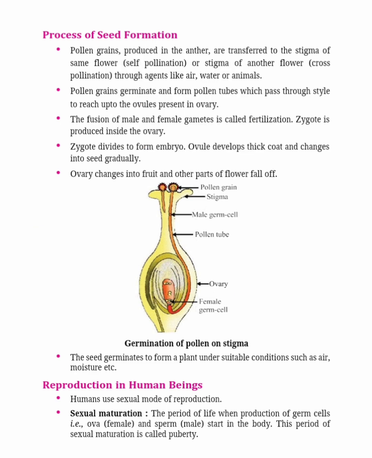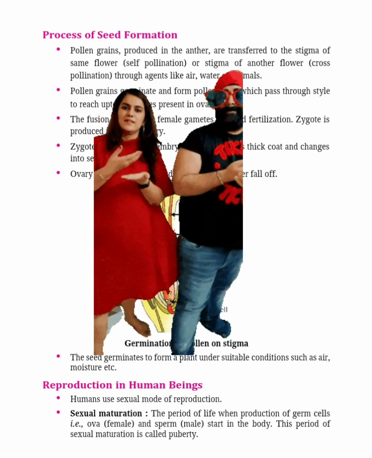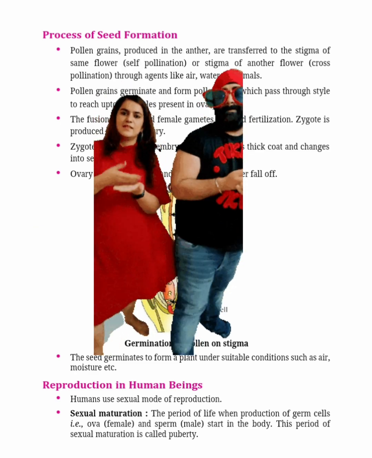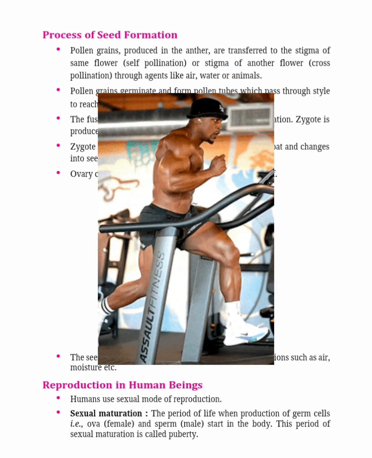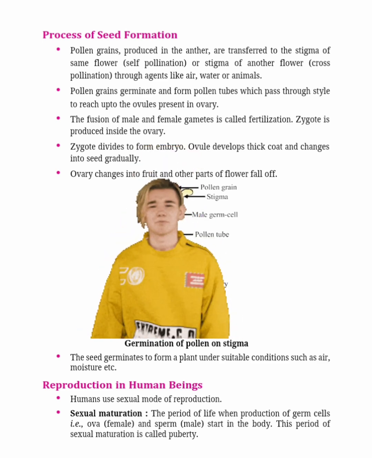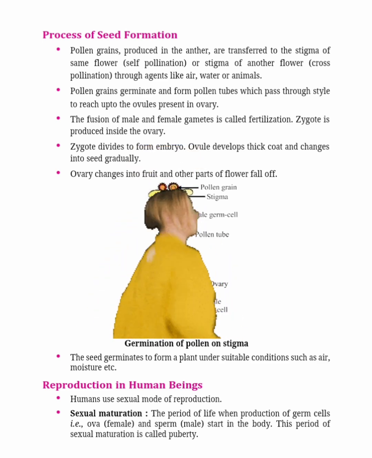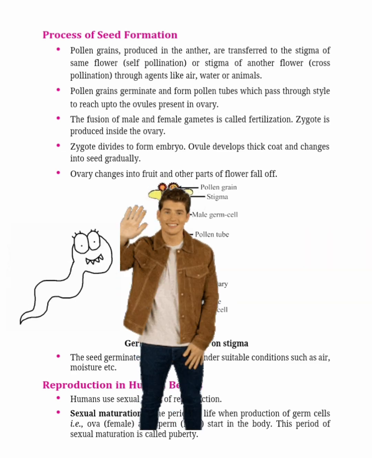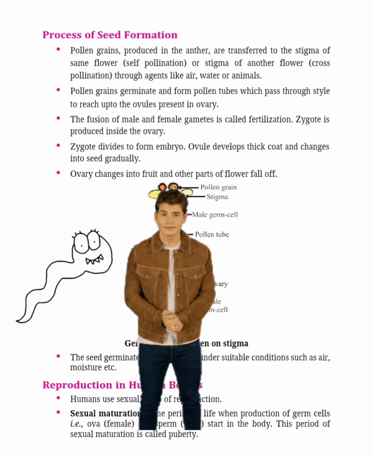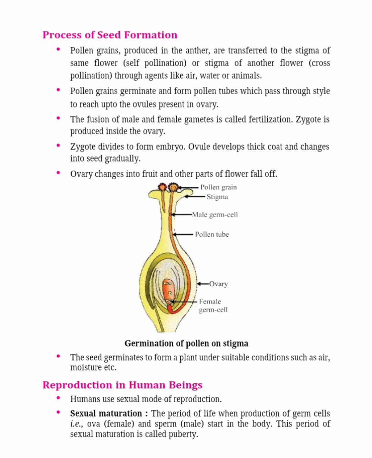Next topic is reproduction in human beings. Humans use the sexual mode of reproduction because they are complex organisms. So, sexual maturation. What do you mean by sexual maturation? The period of life when the production of germ cells, that is ova in females and sperms in males, starts in the body. This period of sexual maturation is called puberty.